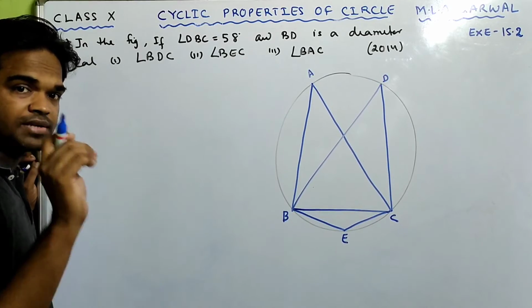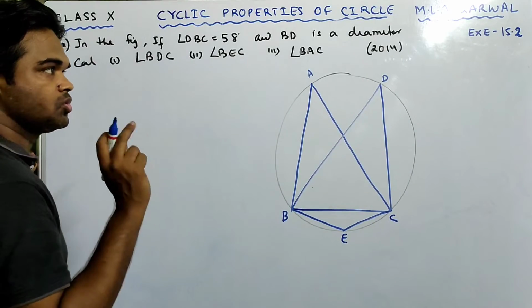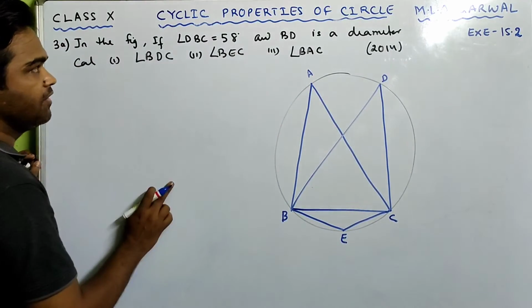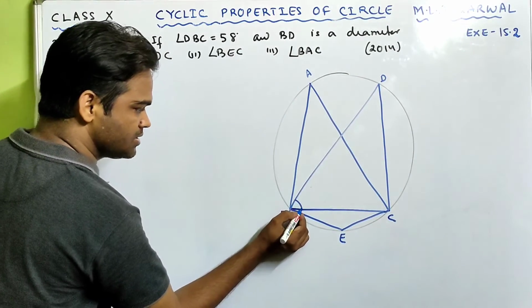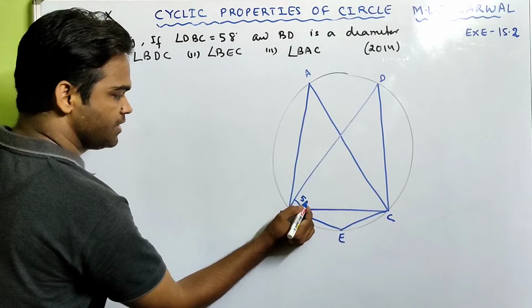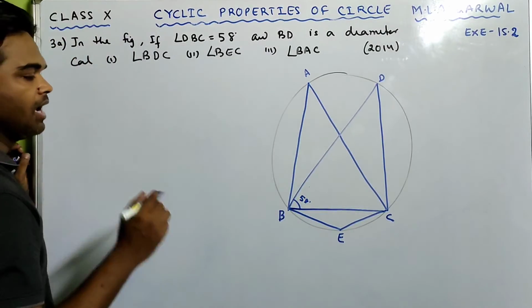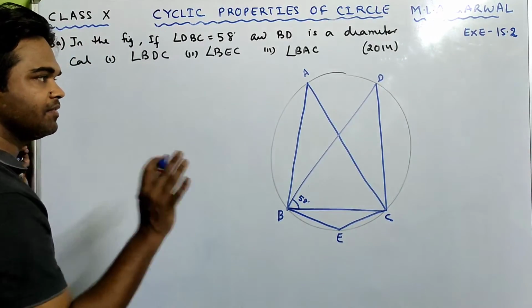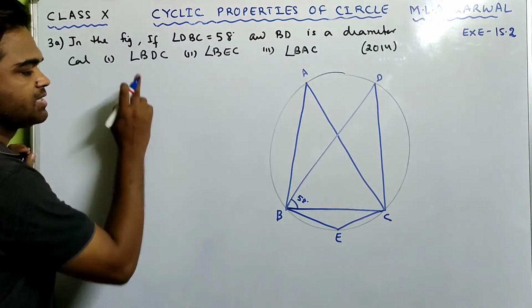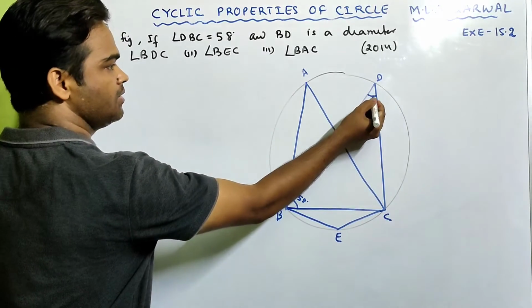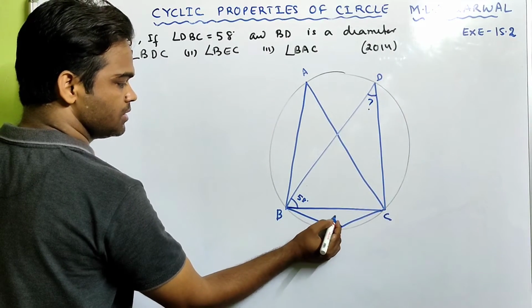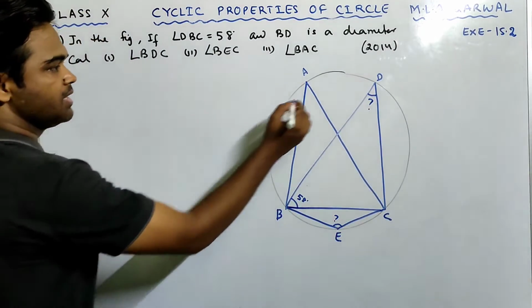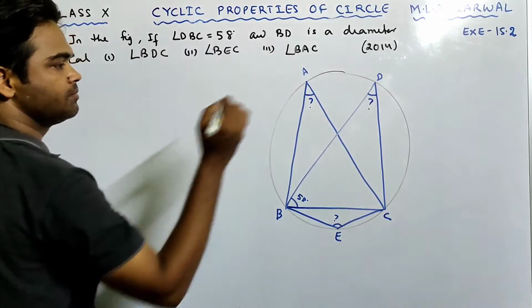Now look at 3 part A. This came in ICSE 2014. In the figure, if angle DBC, which means this angle, is 58 degree and BD is the diameter they have given, calculate BDC, which means this angle, BEC, which means this angle, and BAC, this angle.